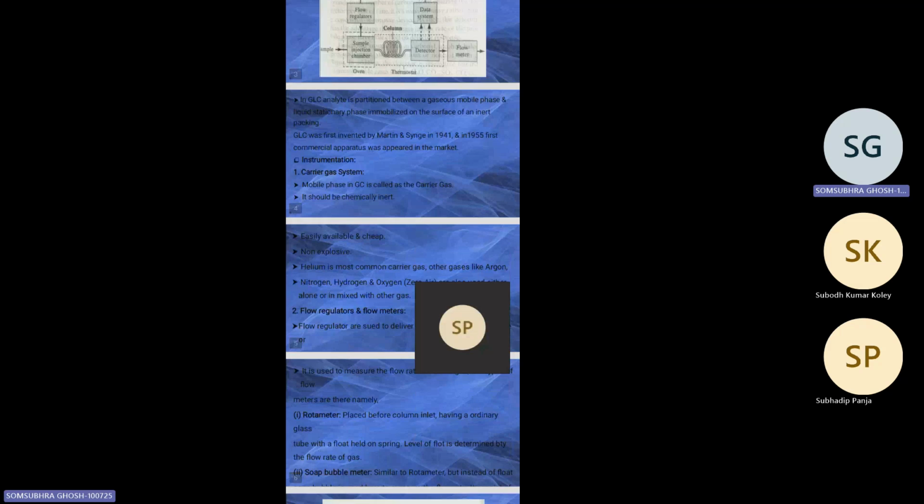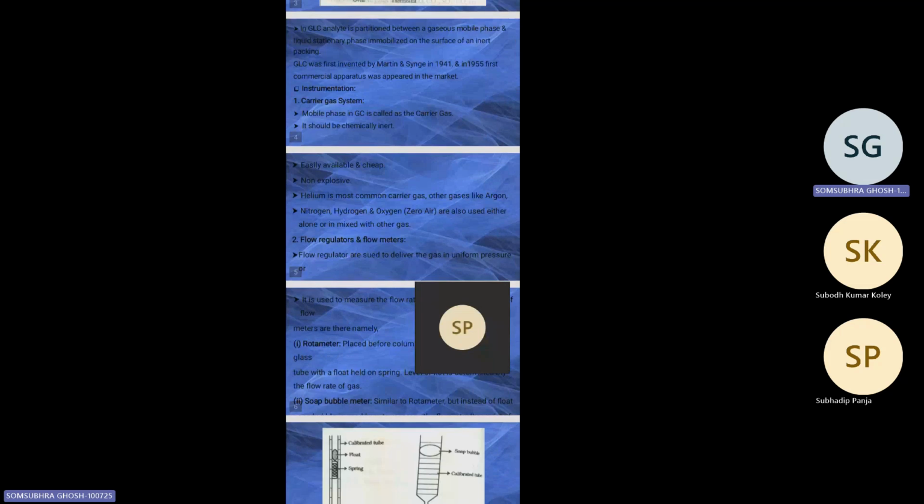So generally certain inert gases are used as a carrier gas or mobile phase. What type of gases can we use? Nitrogen, hydrogen, oxygen or zero air, helium, argon, etc. So these are the inert gases. Why should we use inert gases? Because they should not react with the sample.